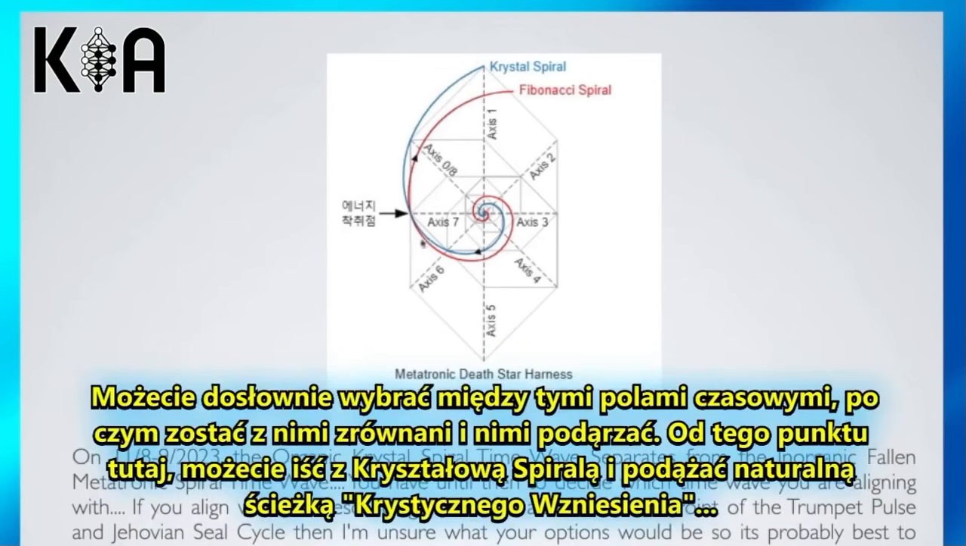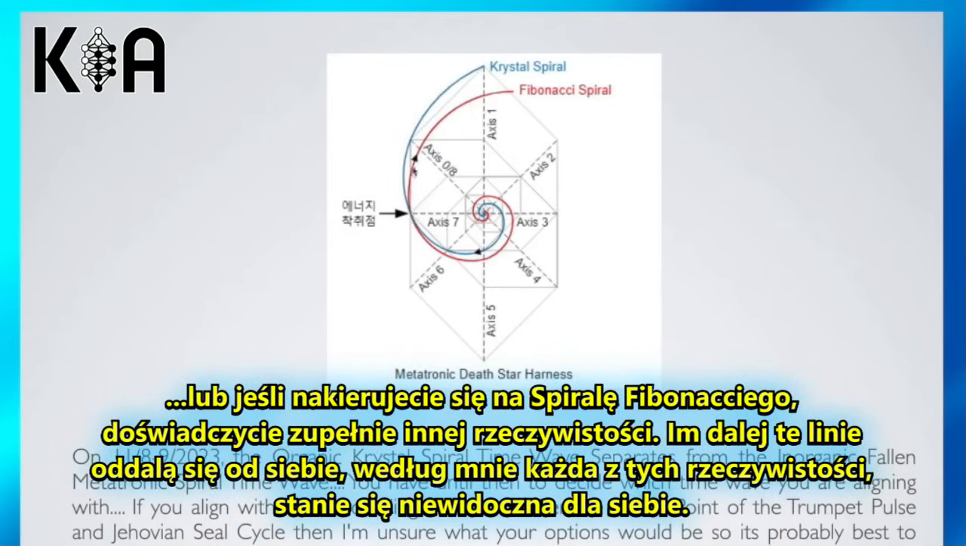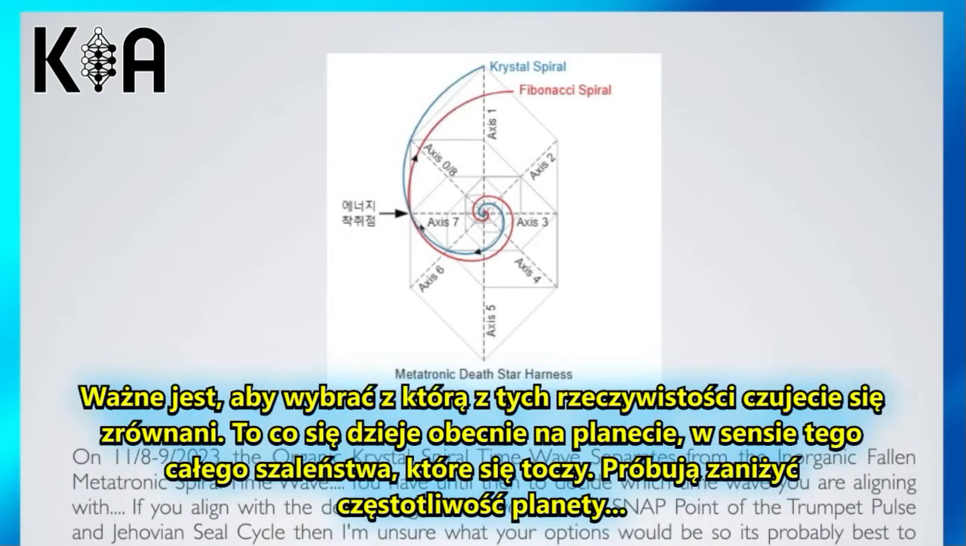So you can literally choose which of these reality fields you want to align with and follow. So at this point here, you can either go with the crystal spiral and follow the natural Christic ascension path, or if you get locked onto the Fibonacci spiral, you will experience a different reality. Now, the further these get away from each other, it's my belief that each reality will eventually start phasing out of each other's perceptual range. So it's important to choose which of these reality fields you align with now.